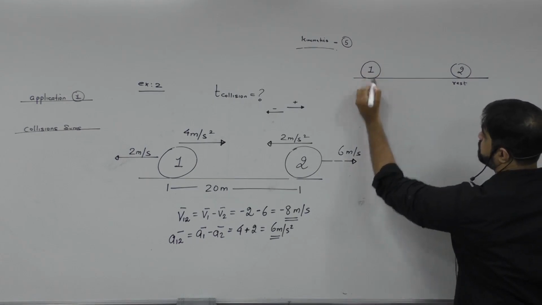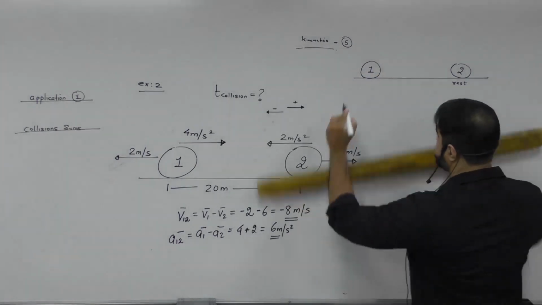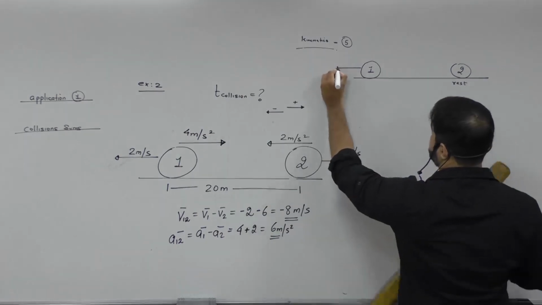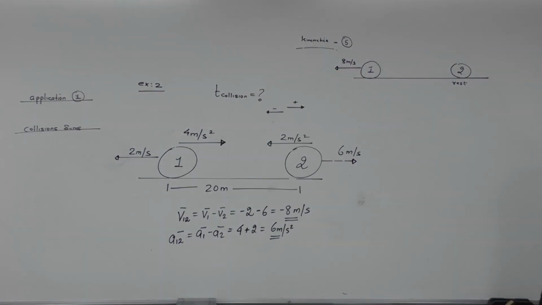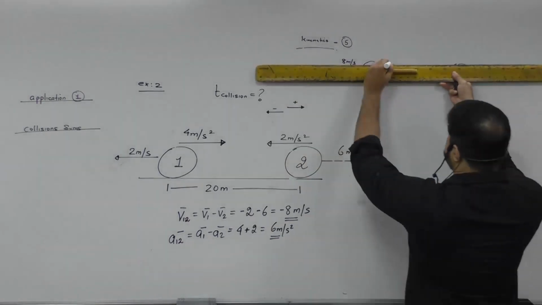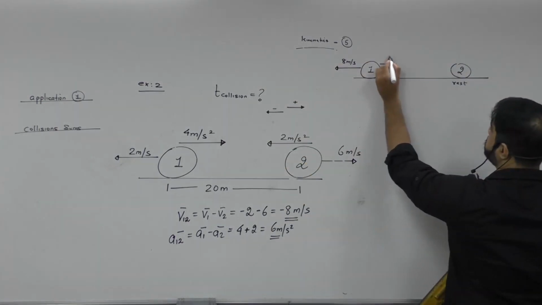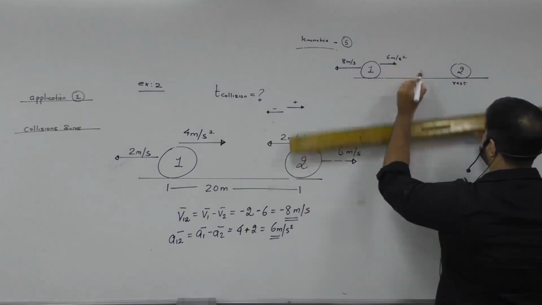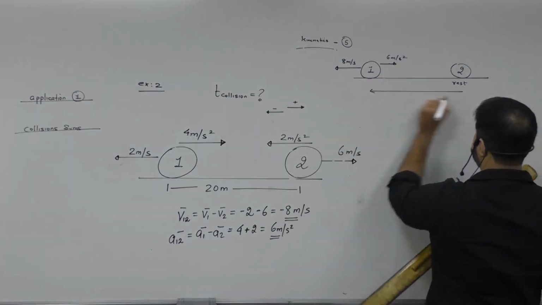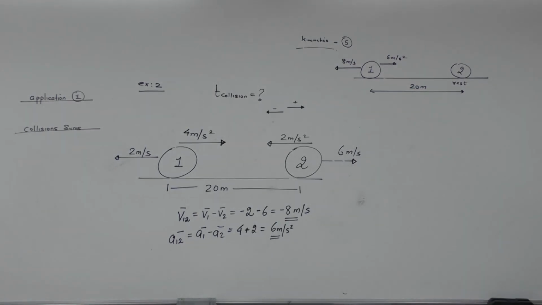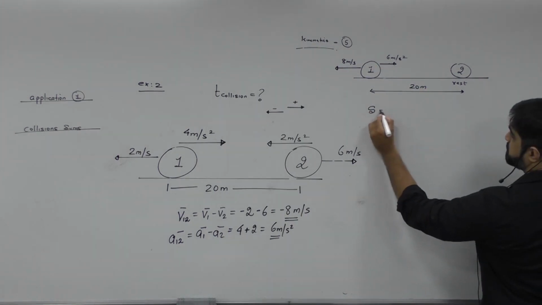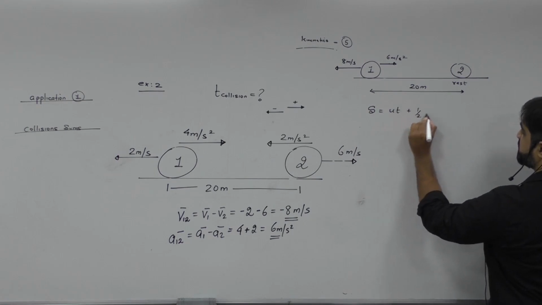1. Bacha, velocity is minus 8. Minus 8 matlab 8 meter per second in this direction. And 6 meter per second square is the acceleration this way. Bolo. And the distance between them is how much beta? 20. Now is this uniform motion or accelerated motion? Accelerated motion.